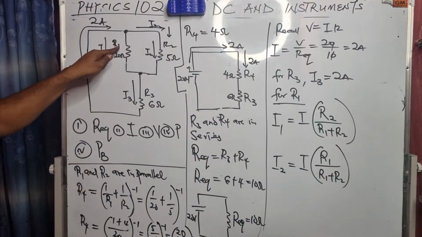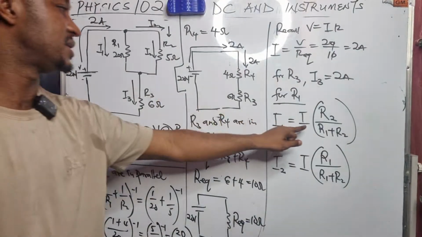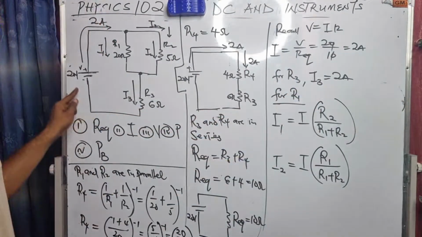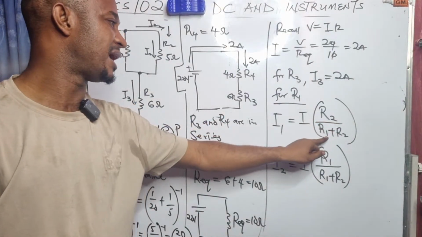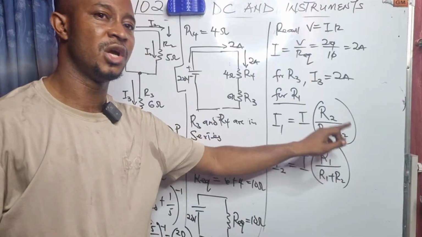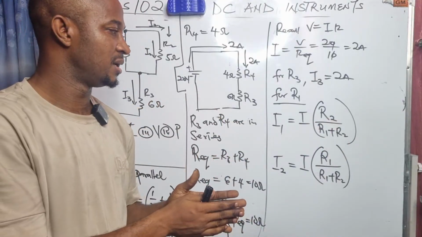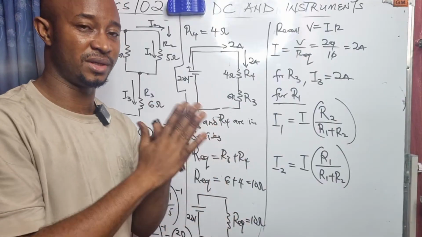The current that flows through R1 is I1. And that current is equal to the total current, which is our I. The total current here is 2 ampere, right? Times R2 over R1 plus R2. When it comes to capacitors in parallel, it's not the same thing. In series and in parallel, it's not the same thing, right?